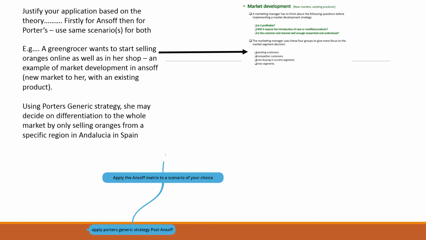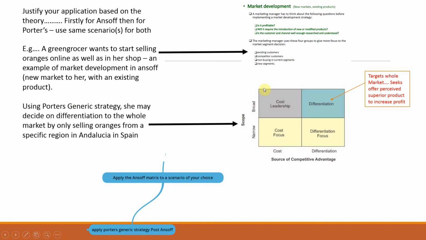What are the things in there that would need to be considered? So you're applying that decision making process to it. And then, for argument's sake, using Porter's generic strategy, she may decide on differentiation to the whole market by only selling oranges from a specific region in Andalusia in Spain.